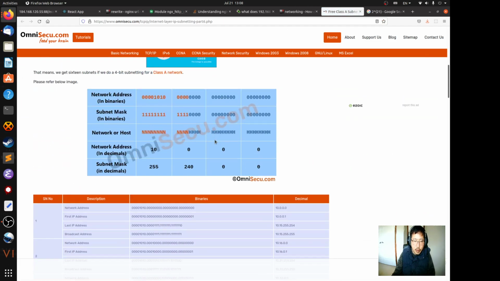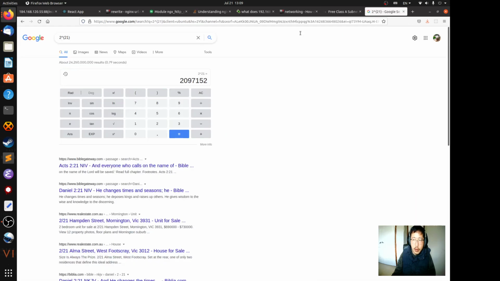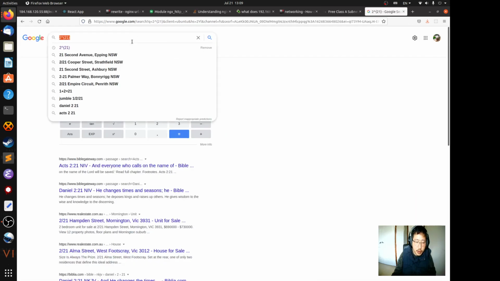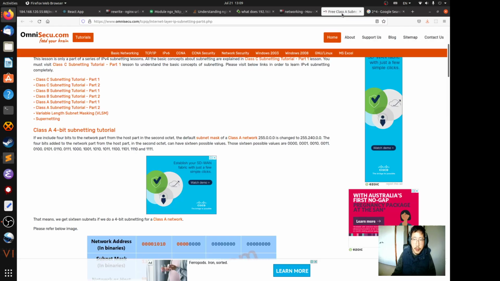Okay, part 2 is just 4-bit. This time, Class A 4-bit subnetting. Can you guess how many subnets or networks are possible if you borrow 4 bits? Well, it's very simple: 2 to the power of 4, 16. So we have 16 possible networks under this configuration.